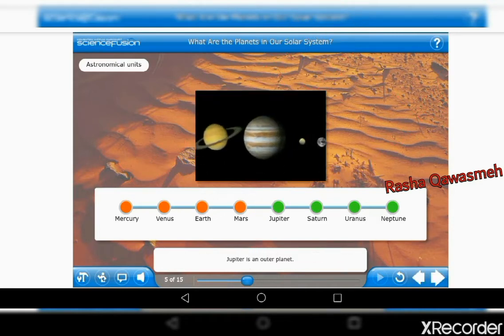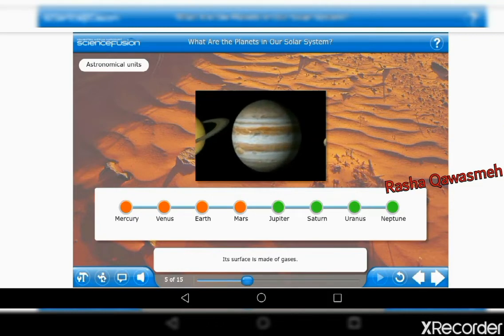Jupiter is an outer planet. Its surface is made of gases. Jupiter is 5.2 AU from the Sun. Jupiter has more than 60 known moons. Wow, 60 known moons. It could be more. So it's giant, made of gases.